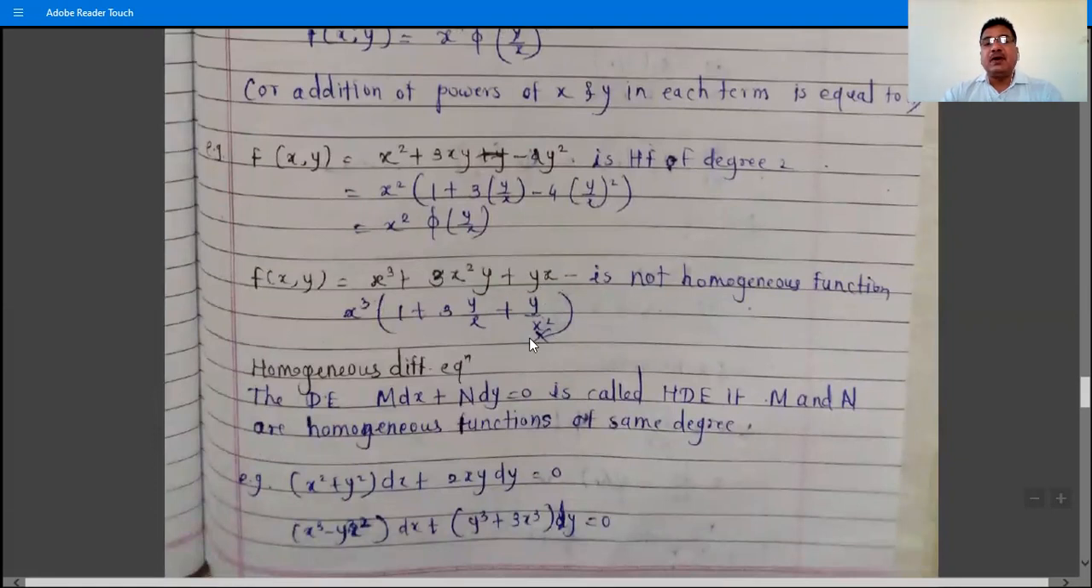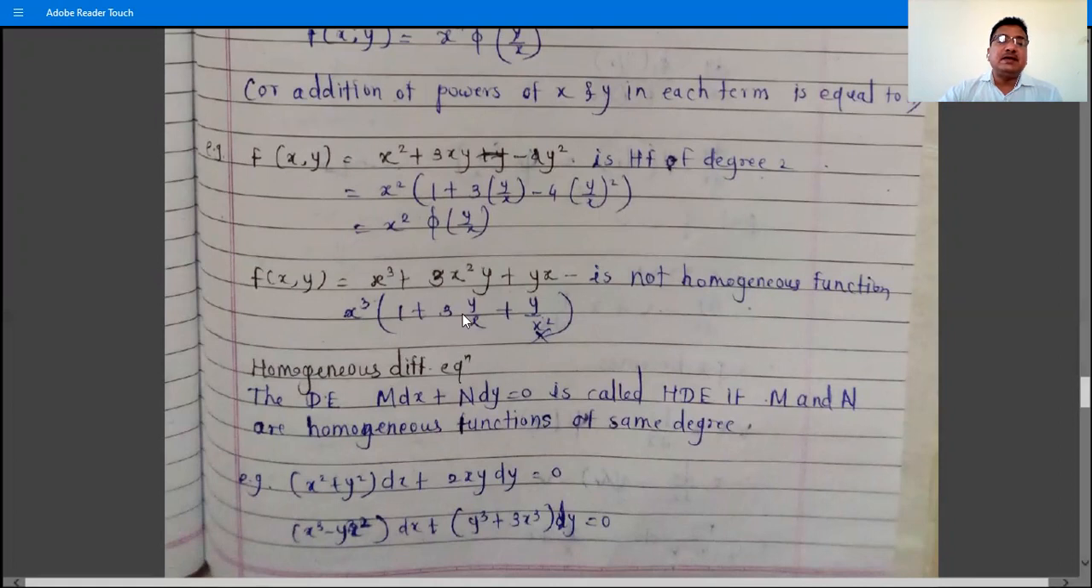What we have here? y by x square. So this bracket is not a function of y by x, because if you observe the first term, it is a function of y by x. If you observe the second term, it is a function of y by x, because it is y by x raised to 1. It is y by x raised to 0. But if you observe the last term, you cannot write y by x bracket square or y by x. So we cannot write the last term as y by x raised to some power. It means this last term is not a function of y by x, and so this bracket is not a function of y by x.